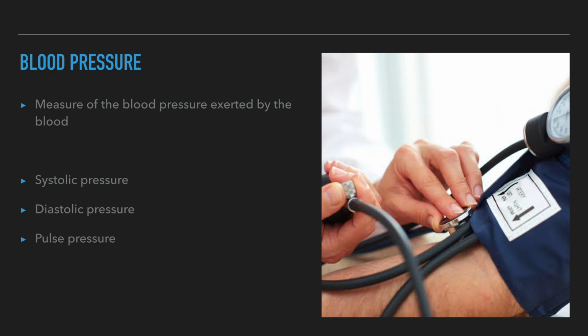The mathematical difference between the measured systolic and diastolic blood pressures is the pulse pressure. For instance, a systolic pressure of 120 mmHg and a diastolic pressure of 80 mmHg result in a pulse pressure of 40 mmHg.